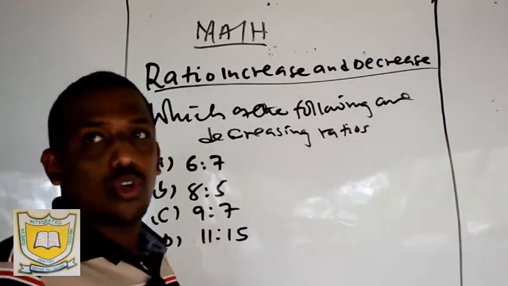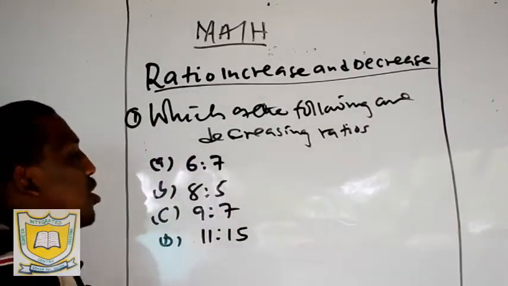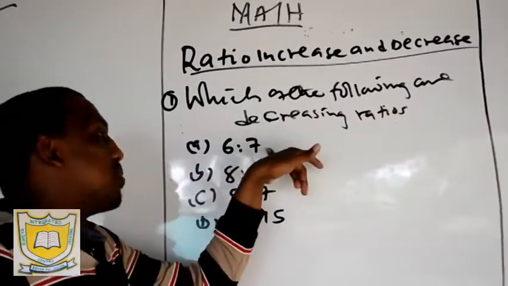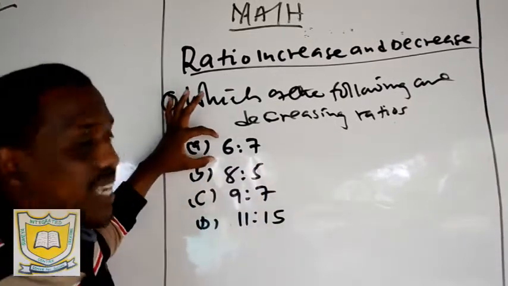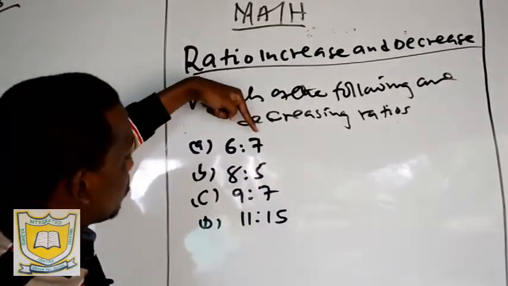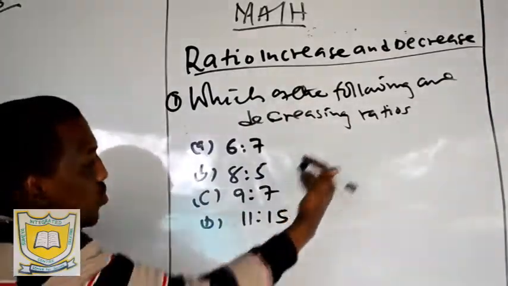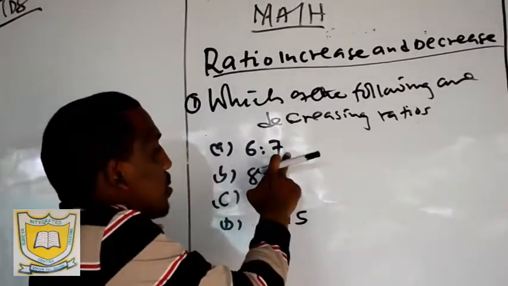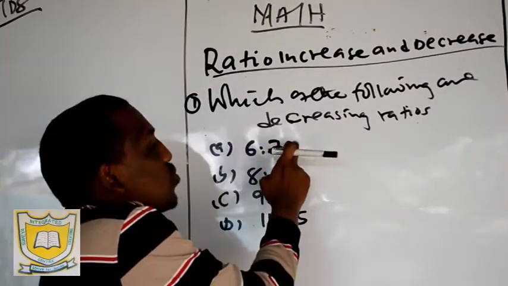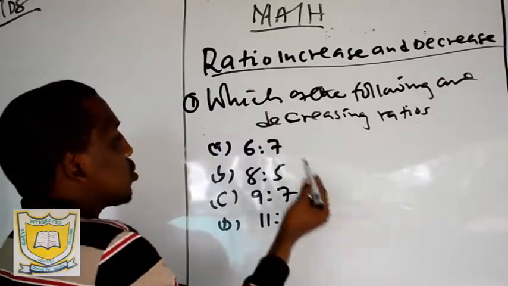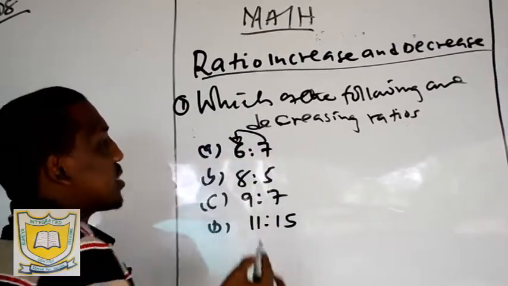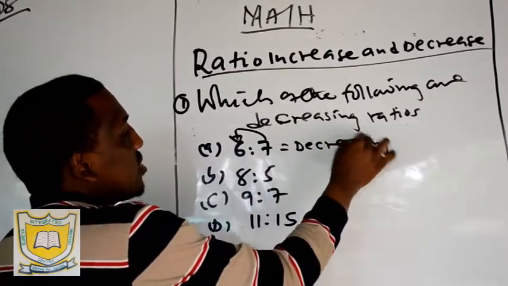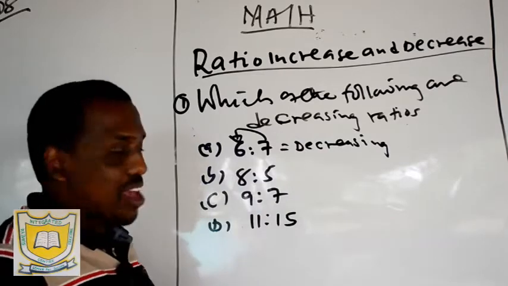Now for you to know a decreasing ratio, you check it this way, from the right side. So this was 7, now it has become 6. So we read it from the right side, an easy way. It was 7, it became 6. So it has decreased from 7 to 6, which means this one is a decreasing ratio. And 8 to 5?